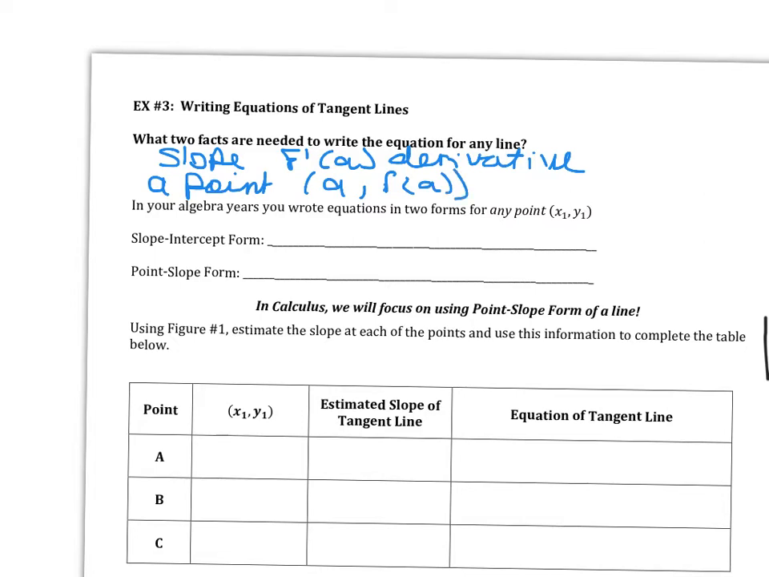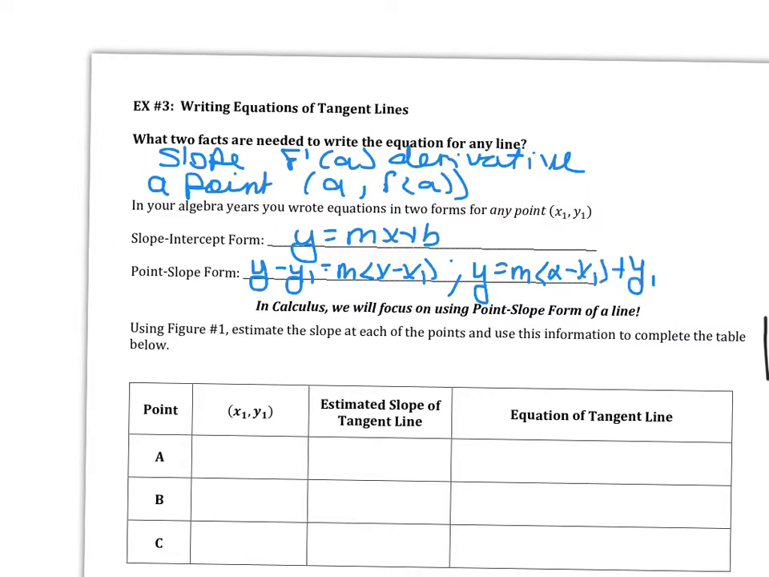Okay, so also what we learned when you wrote equations, there were two forms you could write it in. You can write it in slope-intercept form, which is y equals mx plus b. You could write it in point-slope form, which is y minus y1 equals m times x minus x1. Or if we move that around and solve for y, we've got y equals m times x minus x1 plus y1. All right, so here we go. In calculus, we're going to focus on using pretty much just this form.